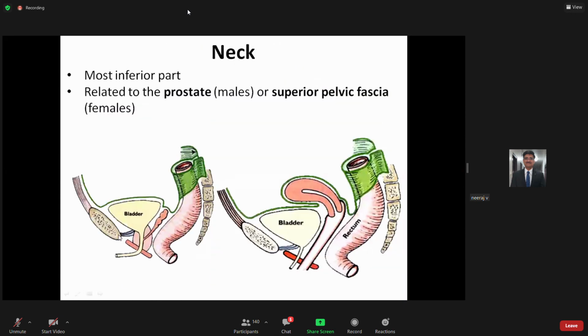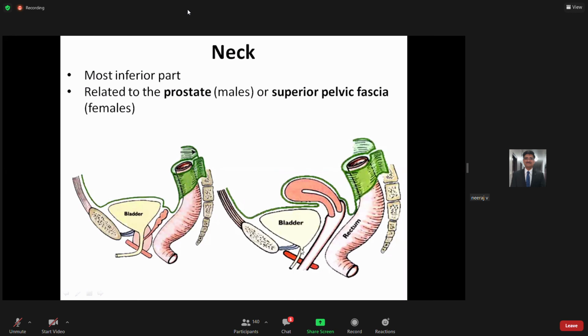Now, let's talk about the neck. What we have seen so far is the superior surface and the base of the urinary bladder. Now we will be looking at the neck. I started this session by explaining the base and then the neck of the bladder, because this is the lowest and the most fixed part of your bladder, right? So it is very easy to identify. This is the most inferior part.